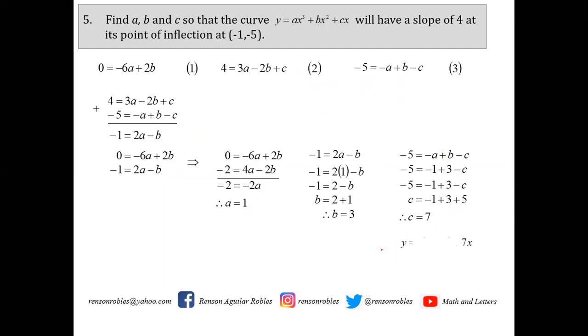Therefore, the function y equals x cubed plus 3x squared plus 7x will have a point of inflection at (-1, -5), and you can draw a tangent line at (-1, -5) whose slope is equal to 4.